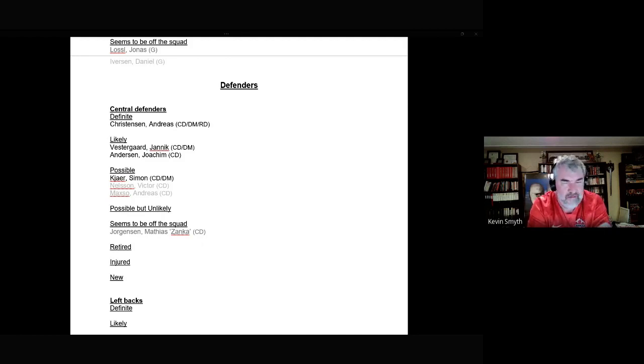Next is Joachim Andersen, also a likely candidate. He started 8 of their 13 games since the 2021 Euro Cup and was subbed in for 1 and on the bench for 1. So like Vestergaard, he wasn't called up for 3 games, and I probably should have done him first because I think he's a bit more likely to start than Vestergaard is.